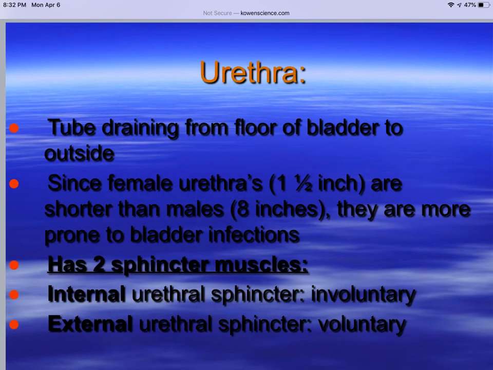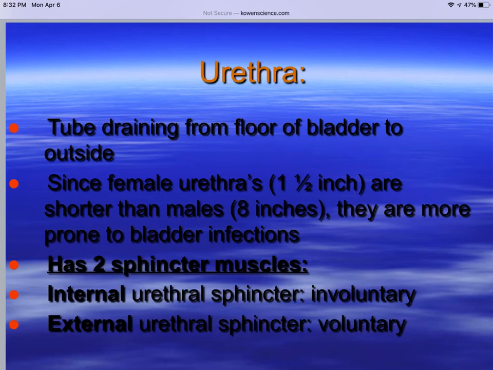The urethra is attached to the bladder, and this is where the waste will leave. So it's from the bladder to outside the body. It is about 1.5 inches long on females and about 8 inches long on males. Because it's shorter on females, females are more prone to bladder infections.